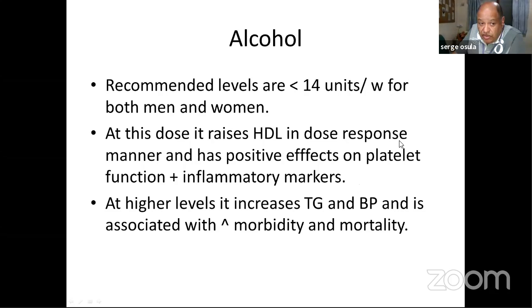Alcohol. The new recommendations are 14 units. So no difference between men and women. It used to be 14 for women and 21 for men. It's down also for men.